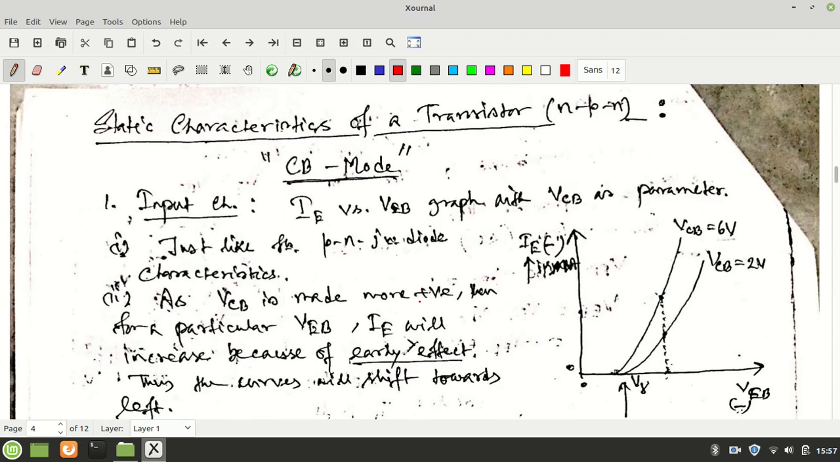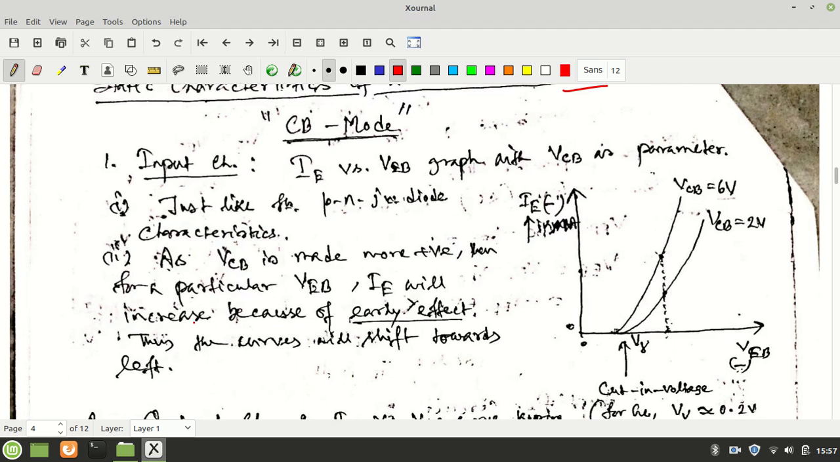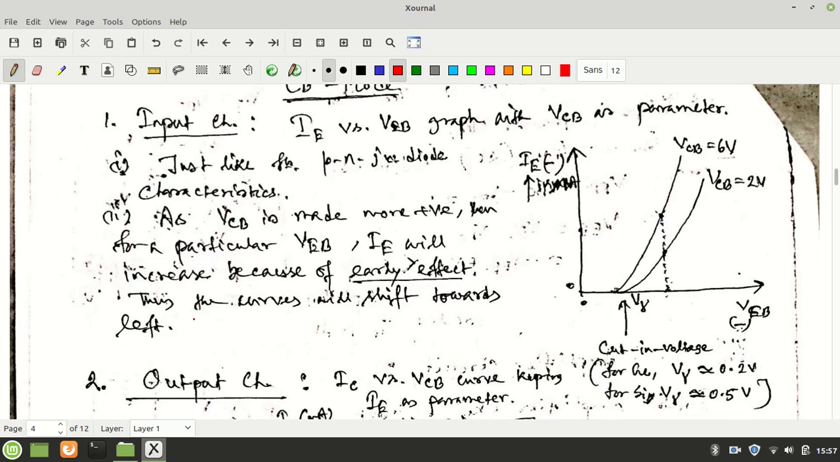Now, moving on to the next topic, which is the static characteristic of a transistor. Here we will assume the NPN transistor, and first we take the CB mode. In the CB mode, the input voltage and current are IE and VEB. You can consider the picture which I have shown, and the output voltage is VCB and the output current is IC. The input voltage versus input current plot is called the input characteristic.